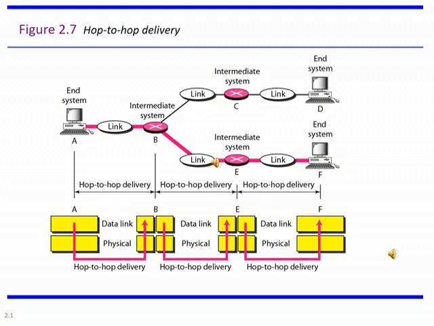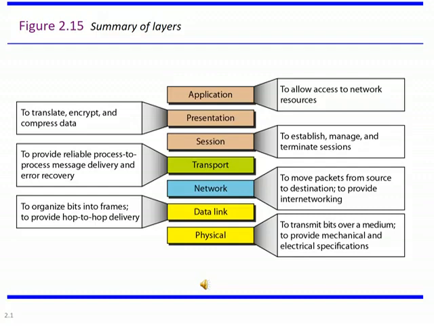This slide shows the summary of the layers. The first one is the physical layer. The physical layer is to transmit the bits over a medium and to provide mechanical and electrical specifications. So the physical layer is really a transmission line, a data transmission line. This data transmission line carries the digital signal bit by bit.